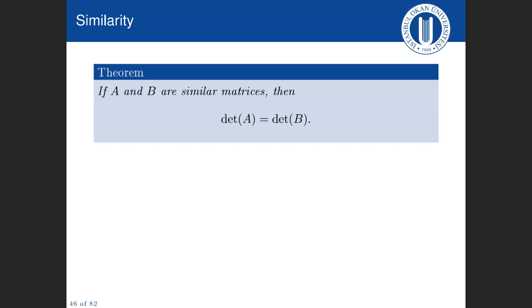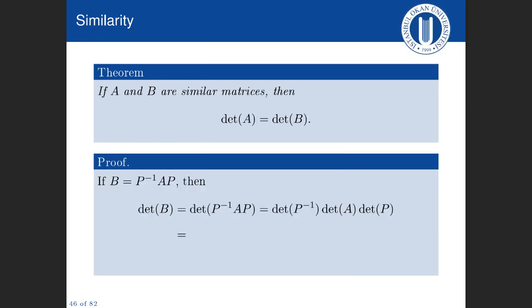Theorem: if A and B are similar matrices, then they have the same determinant. Let's prove this. If they are similar matrices, then we know that there exists an invertible matrix P such that B is equal to P inverse AP. But then the determinant of B must be the determinant of P inverse multiplied by the determinant of A multiplied by the determinant of P. Anytime we have matrices multiplied together, we could just take their determinant first and then multiply them together.